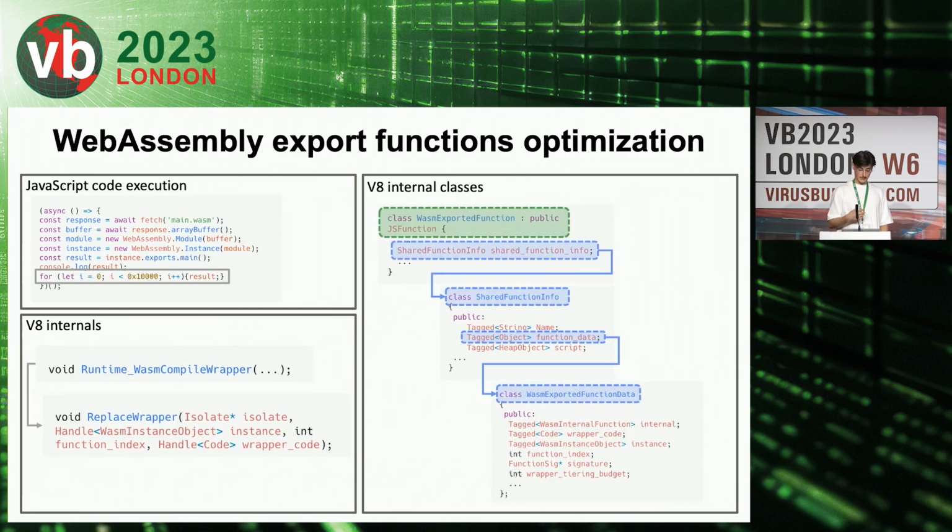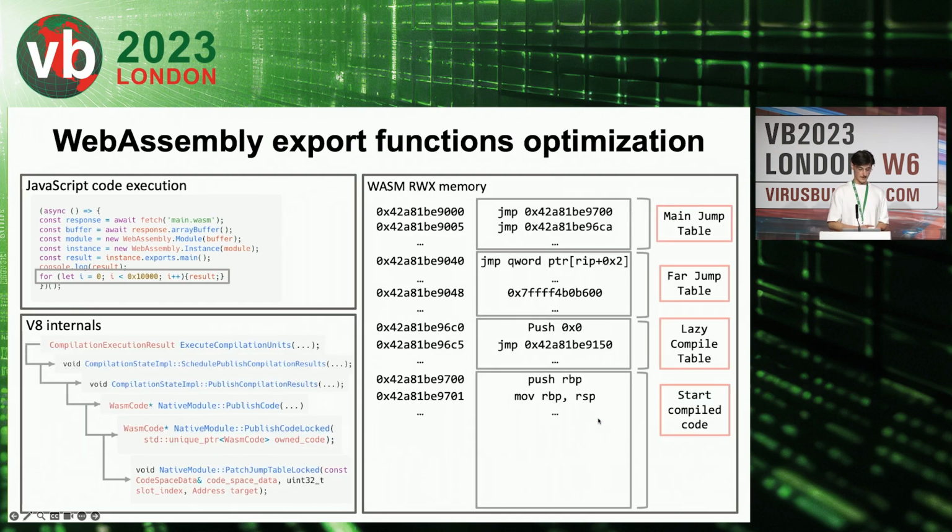Now, what is happening when an export function is called multiple times in JavaScript? Most likely it will be optimized. Here, two things can happen. The first one is that the wrapper code gets optimized, so the allocation and the typing of each parameter and return value is faster. When this happens, there is this API here, replace wrapper, that will do the job by replacing the wrapper in the WebAssembly exported function data.